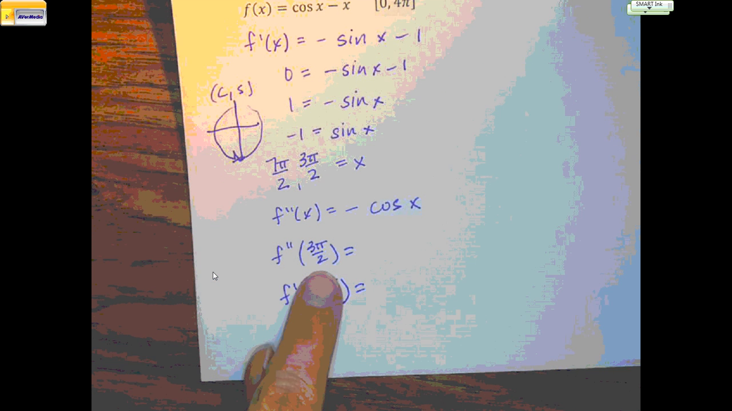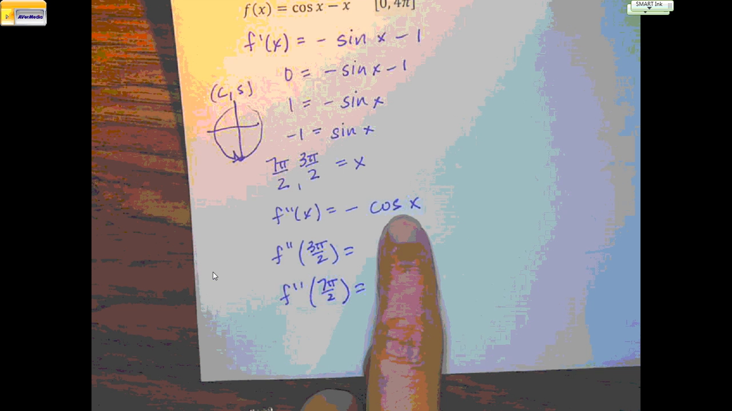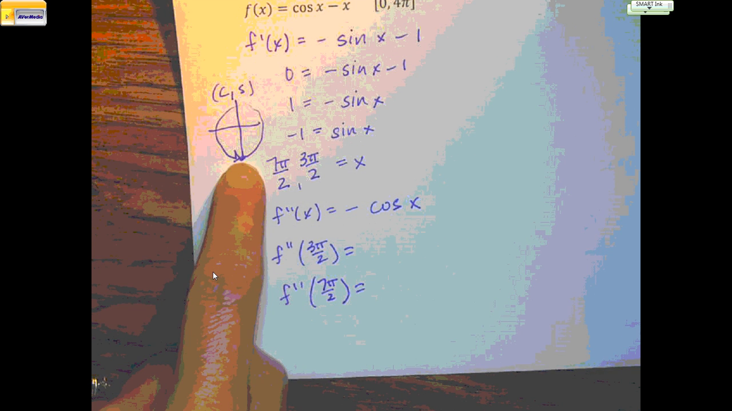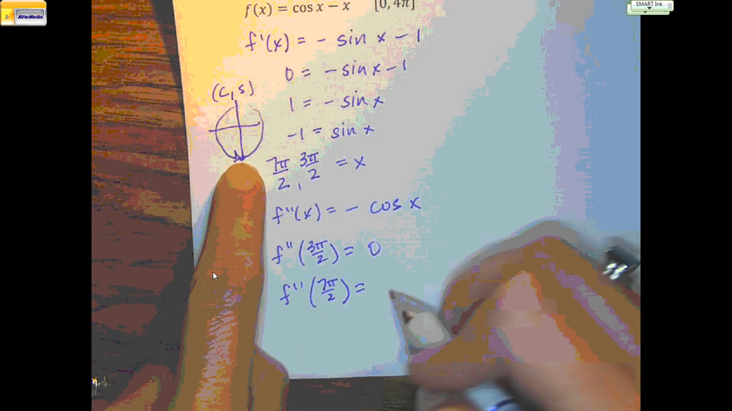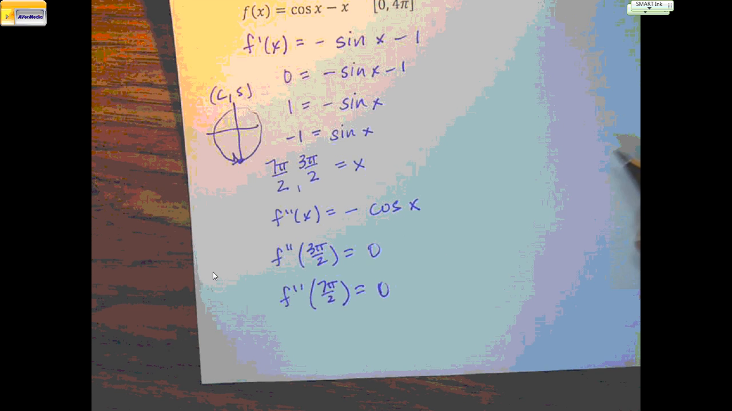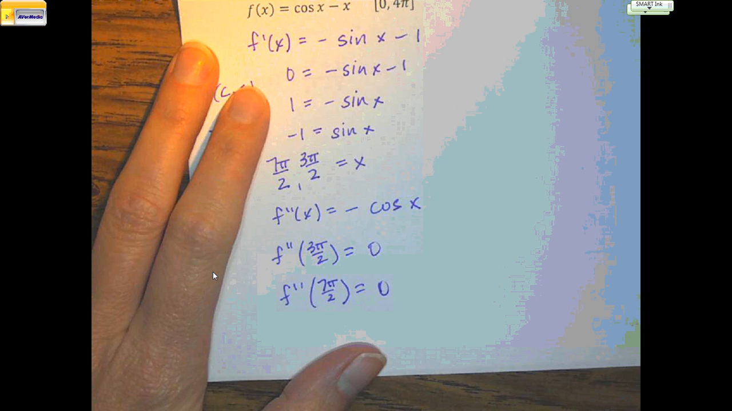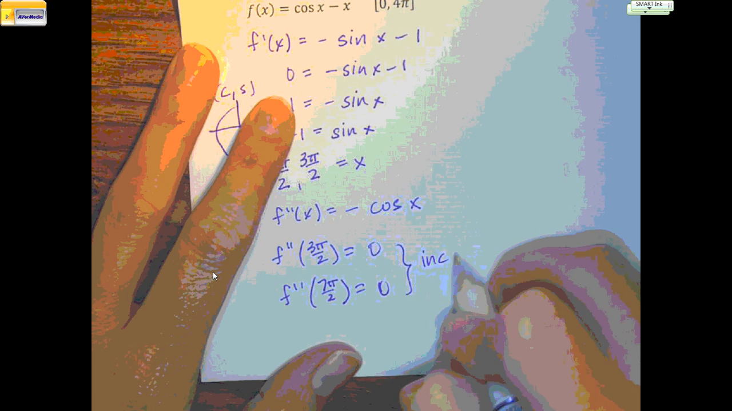So I take 3 pi over 2 and I plug it into the second derivative, the negative cosine of 3 pi over 2. Cosine is 0, so negative 0 is 0, right? Isn't 7 pi over 2 the same answer? Yep. So what does this tell us, our zeros? Inconclusive, we don't know. So then you have to do the first derivative test, yep.